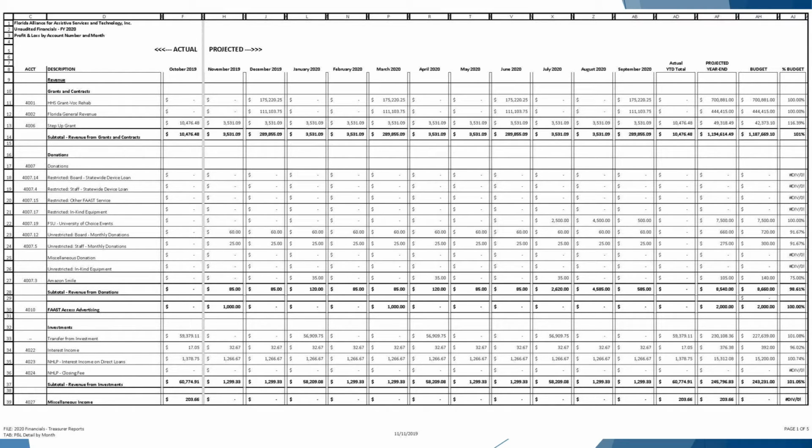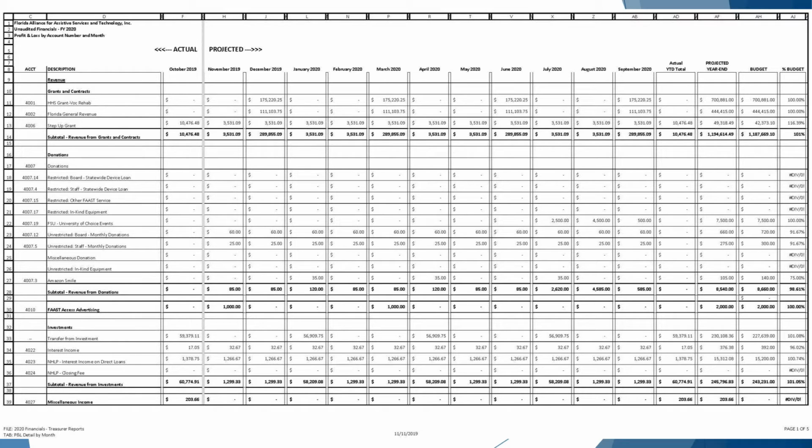But our projected numbers come from our cash flow projections, which is a document that the board approved back in August, I believe, of 2019 for this next fiscal year. To the right, you see our actuals year to date. So this is totaling what we have actually spent on this item. And then we have our projected year to date, which looks at all 12 months combined. And then you can see what our budget total is and then what the percent of the budget is.